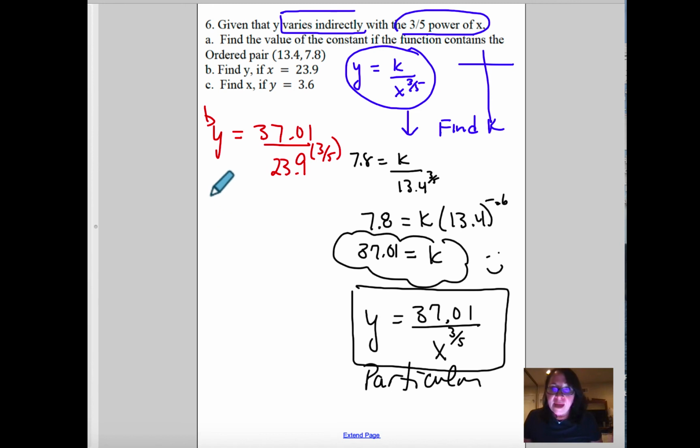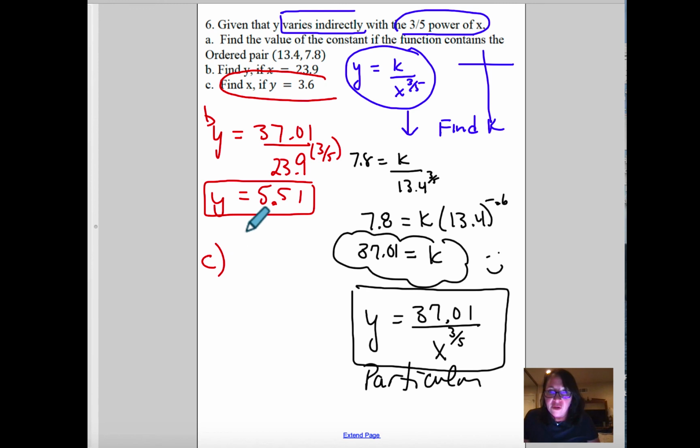Calculator. And then I get for that value B, what did I get? 5.51 is what I got. And that's the answer I received. And then this right here, find when y equals that value, find C. So, find x. So y is 3.6. You're going to go 3.6 equals this stuff, 37.01 divided by x to the 3/5 power.